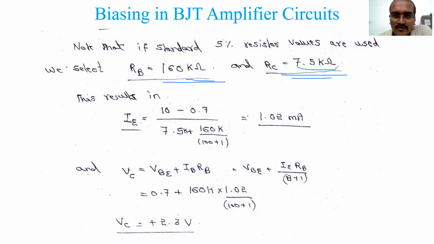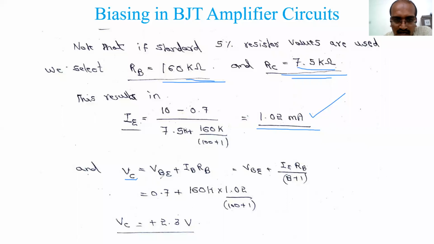Now this value I will substitute back in the same equation, that is VCC minus VBE by RC plus RB by (beta plus 1). Using these new values, 160 and 7.5, I am getting the IE value equal to 1.02 milliamps, which is satisfying our design value of 1 milliamp approximately. So then this is okay. Similarly, the VC value. VC and VCB are the same in this case.